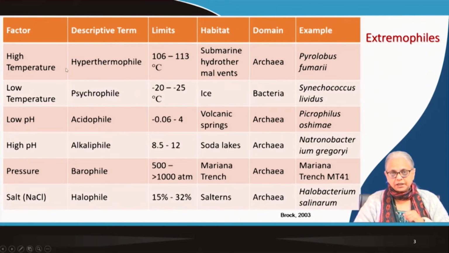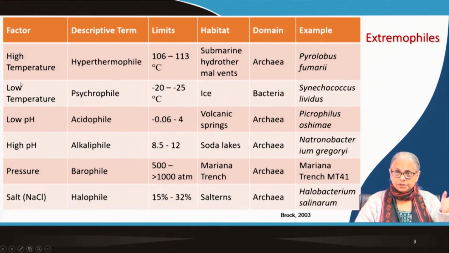So at very high temperatures, we have a group of bacteria called hyperthermophilic bacteria or hyperthermophiles. They are capable of living within a temperature range of 106 to 113 degrees centigrade. Their habitat can be hot water springs or boiling water springs. They can be in submarine hydrothermal vents. So you have hot gases coming out from the depth of the earth in these marine environments at the depth of the ocean floor and so on. These are archaeobacteria. So this is one particular example called Pyrolobus fumarii.